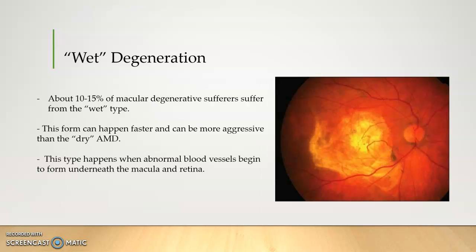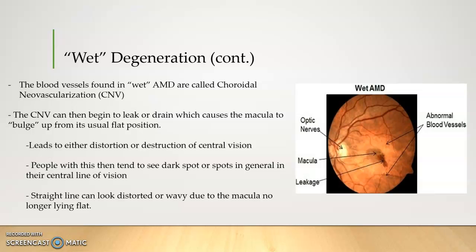Wet degeneration happens in about 10 to 15% of the macular degenerative sufferers. This is a less common type. This form can happen faster and be more aggressive than the dry version of it. And this happens when there are abnormal blood vessels beginning to form underneath the macula and the retina. The blood vessels found in wet AMD are called choroidal neovascularization, or CNV for short. The CNV begin to leak or drain, which causes the macula to bulge up from its usual flat position. And this leads to either distortion or destruction of the central vision.